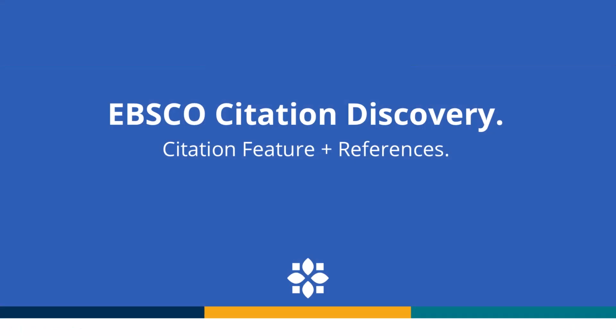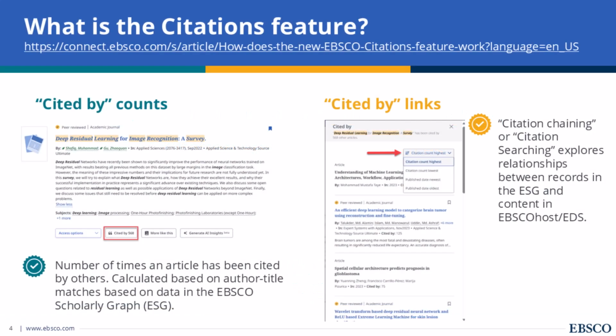In this video, we will be reviewing EBSCO Citation Discovery, which features the Citations feature and references, both of which leverage EBSCO's scholarly graph. The new Citations feature includes cited by counts, which will indicate the number of times an article has been cited by others. This is calculated based on author title matches from data in the EBSCO scholarly graph. It also includes cited by links, which explore relationships between records in the EBSCO scholarly graph and content in EBSCO Host or EBSCO Discovery Service.